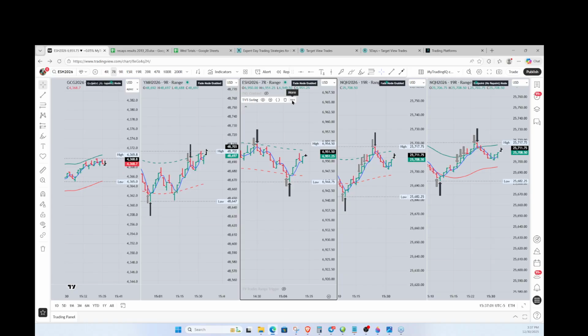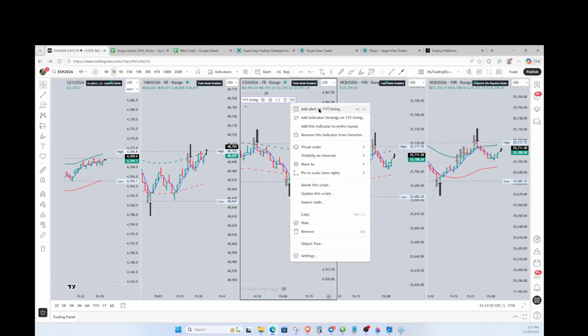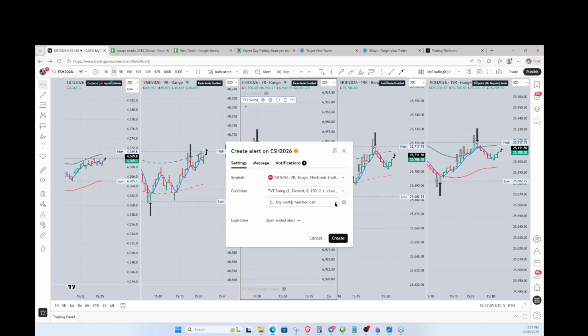If you go to the TVT swing, you click on the 3 dots, you can do this, add alert to TVT swing. And in here, if you do any alert function call, it's just going to trigger an alert anytime you get an arrow. It's going to do an alert. All right.